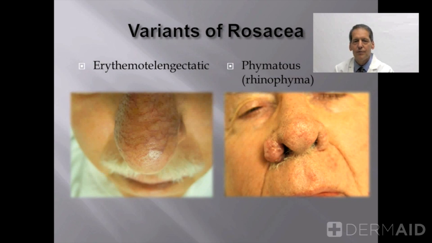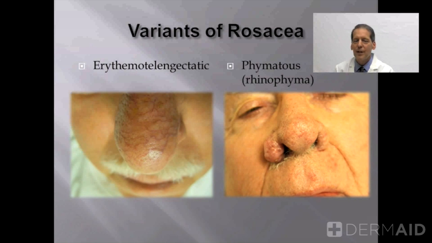Erythematotelangiectatic rosacea refers to when the redness component, the blood vessel component, is either predominant or the only feature of rosacea. Again, this is often transient initially, but may become permanent. Some of the blood vessels are big enough that you can actually see them with the naked eye, as in the photograph on the left.